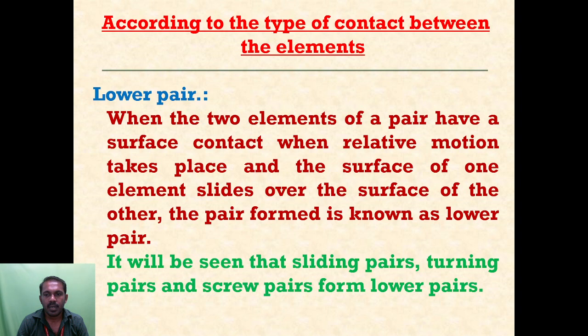When the two elements of a pair have surface contact, and when relative motion takes place, the surface of one element slides over the surface of the other, the pair formed is called a lower pair. It will be seen that the sliding pair, turning pair and screw pair are examples of lower pair.